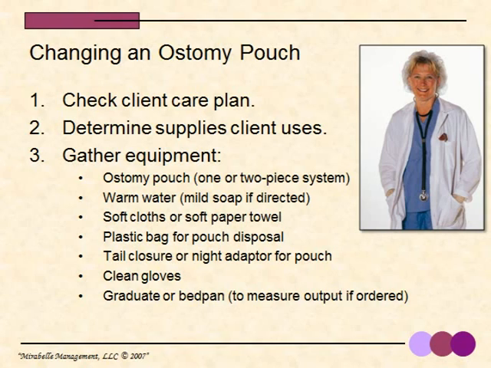You need an ostomy pouch, and he will use either a 1 or a 2-piece system. You'll need warm water, soft cloths or soft paper towel, a plastic bag for disposing of the used pouch, a tail closer or a night adapter for the pouch, a pair of clean gloves, and a graduate or a bedpan if you're going to measure the output. This is not required in all cases.